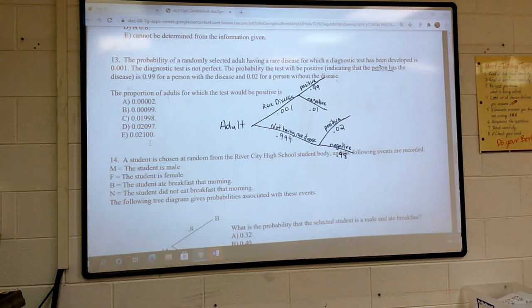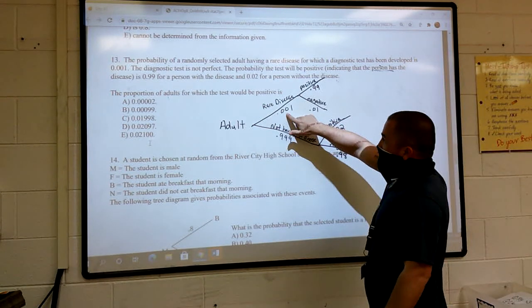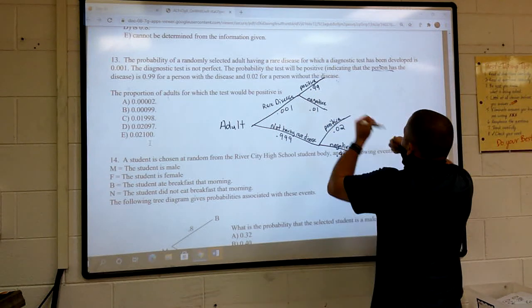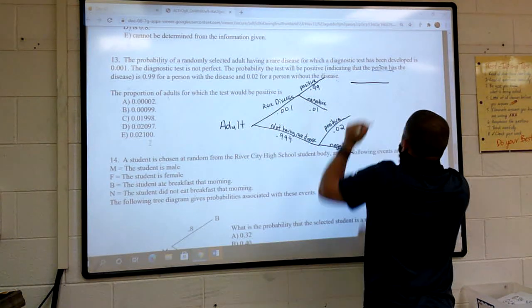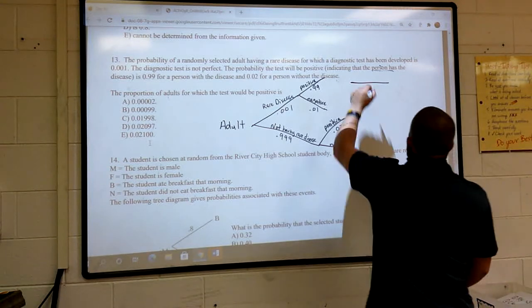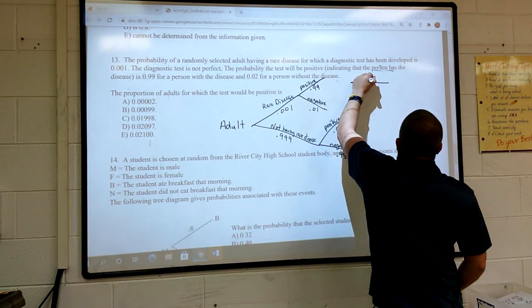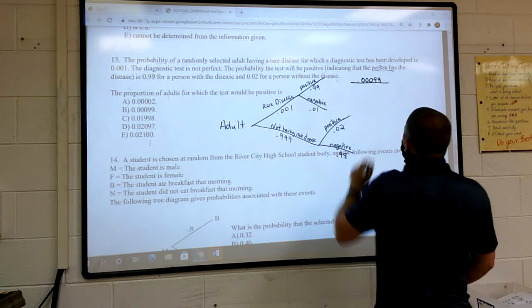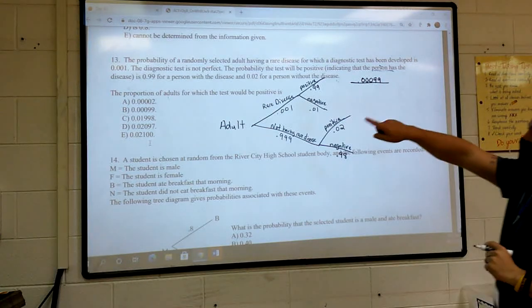Okay, so the proportion of adults for which the test would be positive is. So if you have a rare disease and you test positive, we need to multiply those together. So how many have a rare disease and test positive? 0.00099. Is that what it was? 0.00099. Okay.